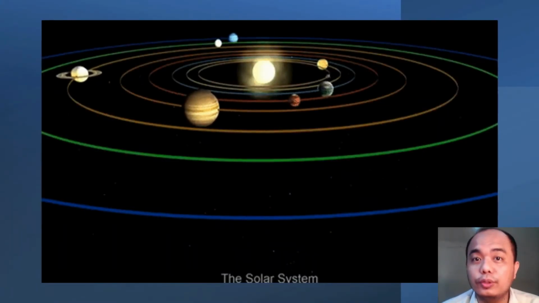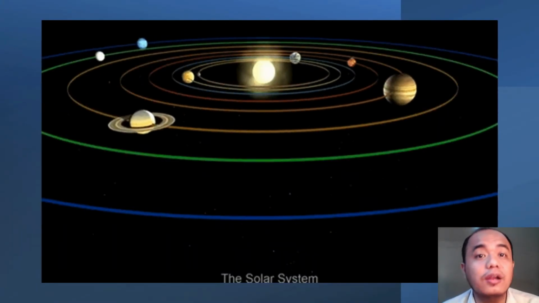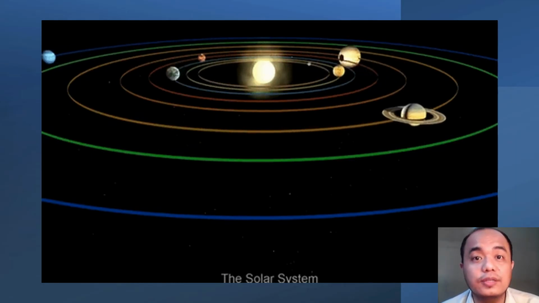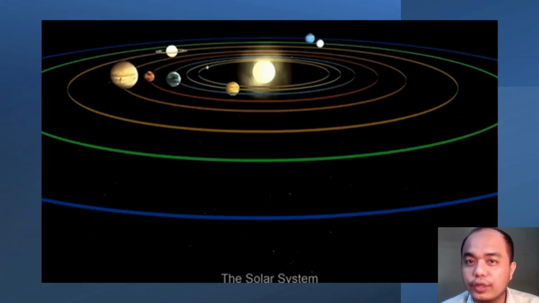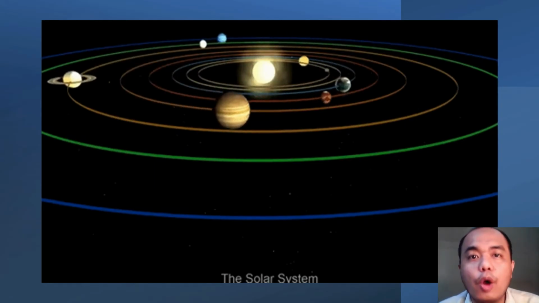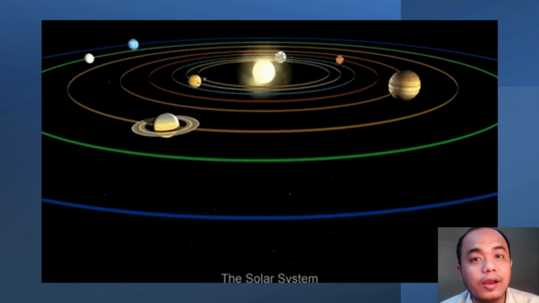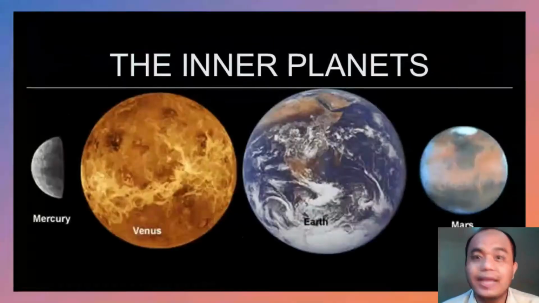What happened to Pluto, class, would really prove that there are lots more things to be discovered in our solar system. For sure, science will continue exploring what's more about our solar system. Now let's go back to our inner planets.